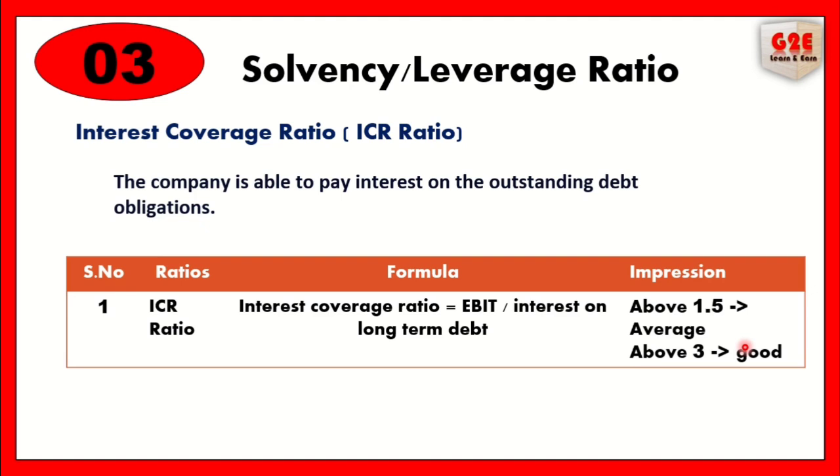I already told you it's a banker or financial institution. They will check it for interest coverage ratio. If it is above 1.5, it is average. If it is 2.5, mostly the financial advisors will suggest an interest coverage ratio of around 2 to 3 as good. If the interest coverage ratio is above 3, it is well and good, and immediately they will get a loan.